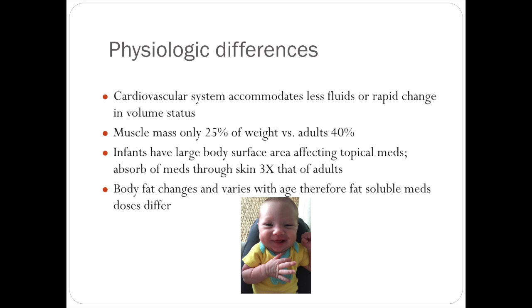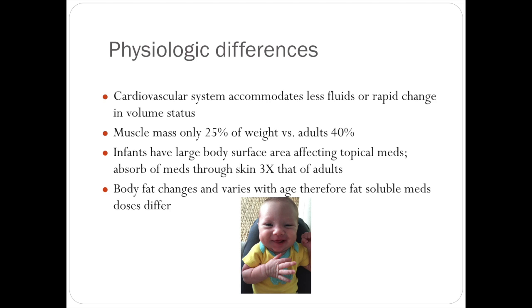We have to be very careful when we're giving fluids to a child because the cardiovascular system cannot accommodate it, and you're going to see side effects much sooner in a young child and an infant than you would in an adult. Their muscle mass is only 25% of their weight versus 40% in an adult. When you're giving topical medications, you have to remember that the infant has a very large surface area that affects the absorption of those topical drugs. They absorb meds through the skin 3 times more than adults because of this large body surface area.